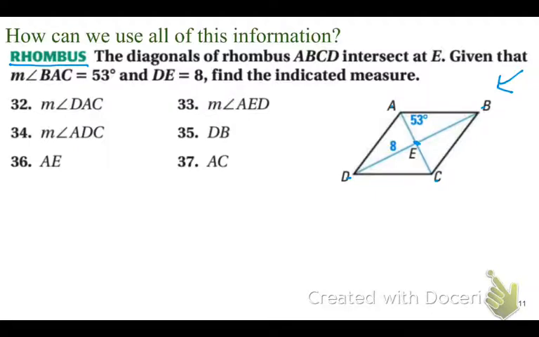Given that the measure of angle BAC, I think I'm going to use another color. The measure of angle BAC, here's angle BAC. Sorry. It's just that half angle there, is 53 degrees. That's what they put down. And we're given that line DE is equal to 8. The length is equal to 8. So we need to find these 6 measures, 32, 33, 34, 35, and 36, and 37.